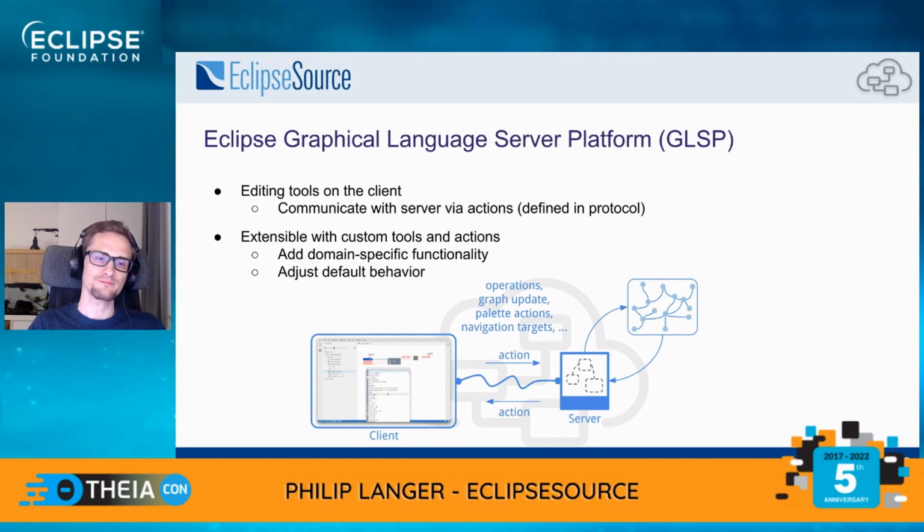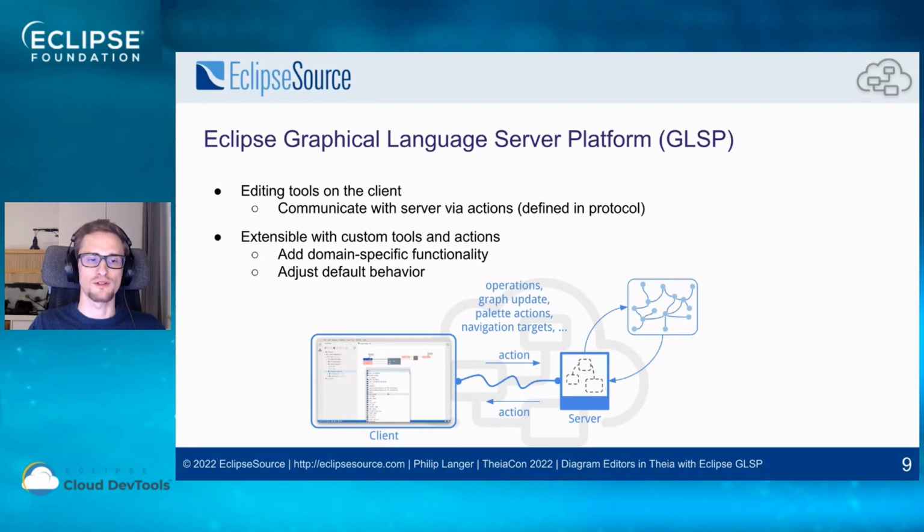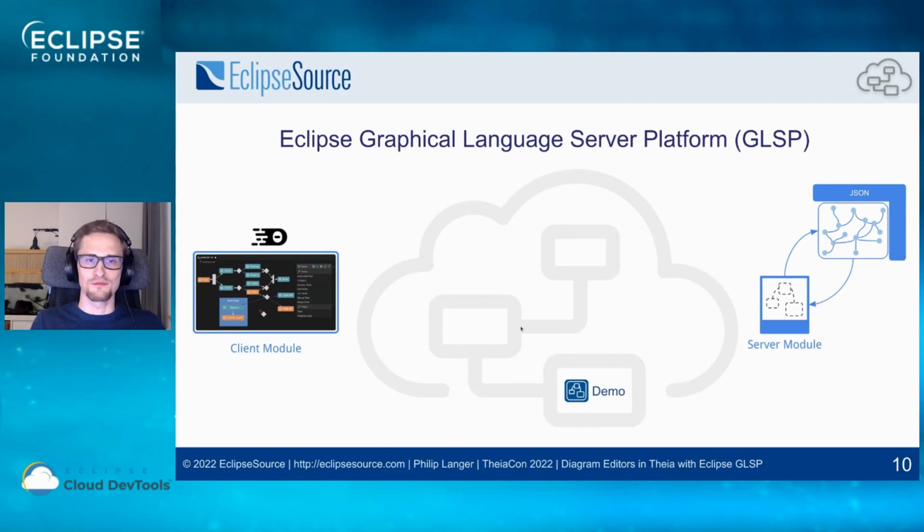Of course, there is a set of default editing tools like for creating nodes, creating edges, moving elements, resizing elements, and stuff like that. But you can obviously extend this set with custom tools and also the set of available actions in the protocol with domain-specific ones that you may need for achieving certain domain-specific functionality. Or you can also override certain default tools to adjust their behavior to your needs. So basically, that's the overall theory. So let's have a look at how this actually feels in practice.